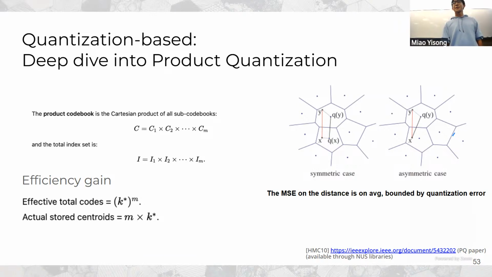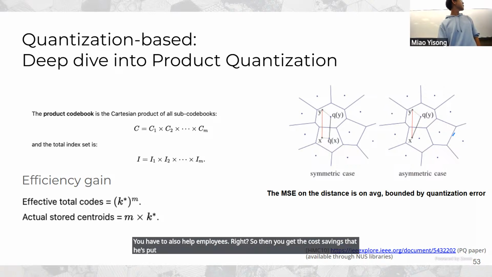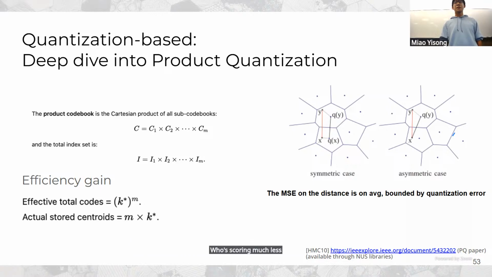Right? So then you get the cost savings that he's put on the bottom of the page. You're storing much less information because your codebooks are spread over multiple sections. Okay, so yeah, so now the centers are the ones that store the information about the vectors.